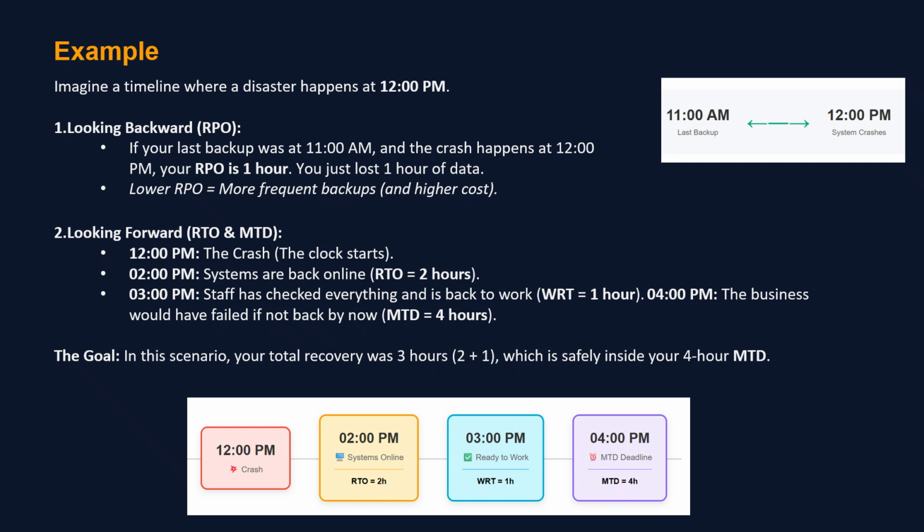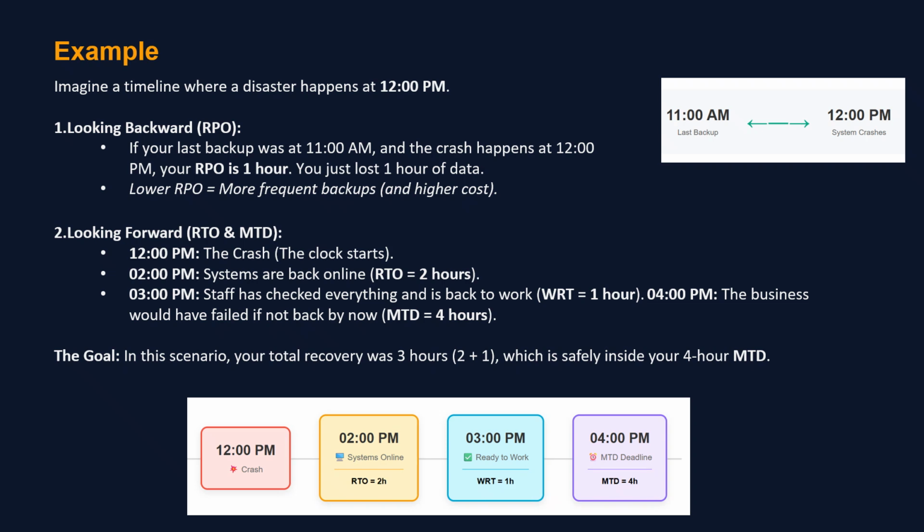RTO equals 2 hours. WRT equals 1 hour. Total recovery time equals 2 plus 1, which is 3 hours. MTD equals 4 hours. So 3 hours is safely inside the 4-hour MTD. The business survives. The plan works. Here's the key formula to remember. MTD greater than or equal to RTO plus WRT. If RTO plus WRT exceeds MTD, you are in trouble. That's when you start seeing words like irreversible damage, regulatory non-compliance, loss of customers, or even business failure.